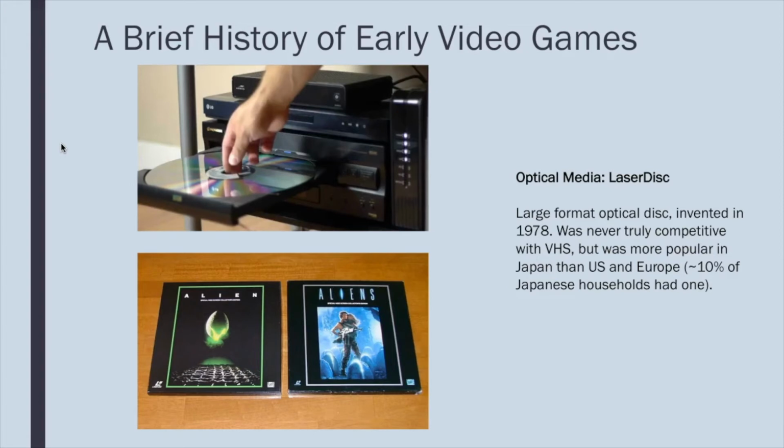It was never nearly as popular as VHS was, but it was more popular in Japan, where about 10% of people had one. This is a picture of a Laserdisc. It's almost as big as an LP record, but it would go into a player, and you could actually play movies digitally. You could skip around tracks just like a DVD can.